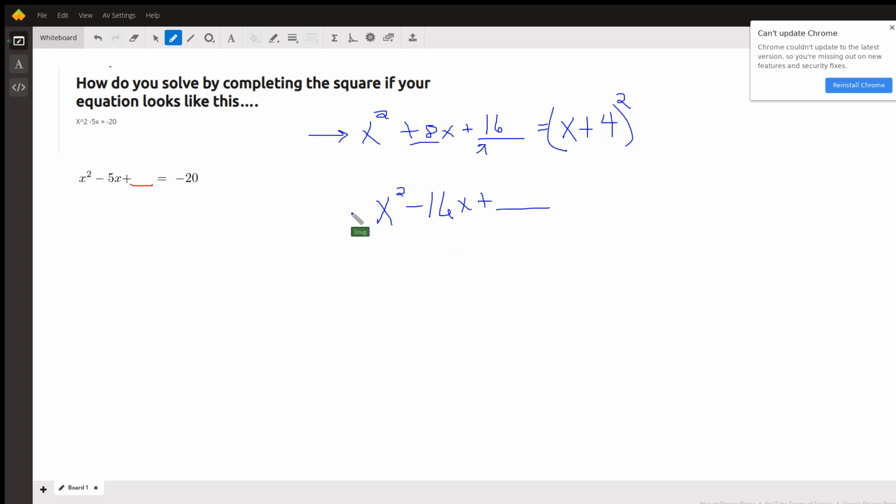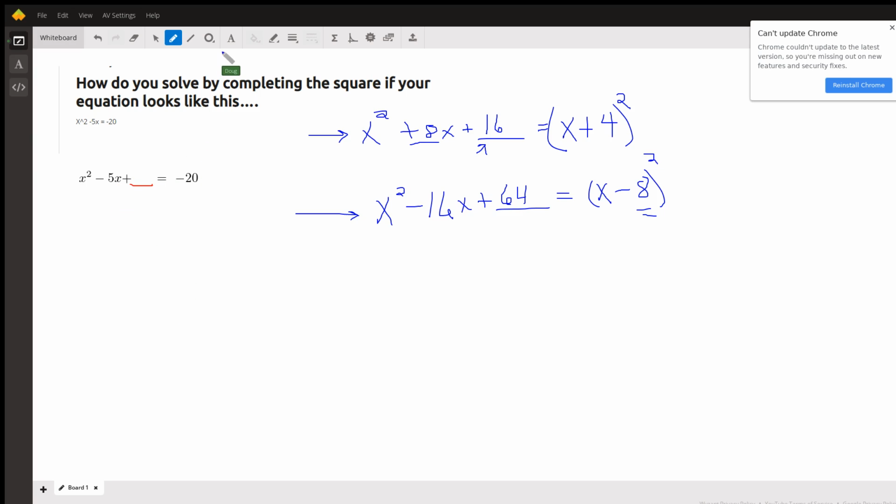For this second problem, if I take half of b, by the way, the leading coefficient is still a 1. Half of negative 16 is negative 8. Negative 8 squared is 64. Putting a 64 there completes the square. And now this can be written as x minus 8, the quantity squared. The number that goes here is just half of b, the number you get before you square half of b.